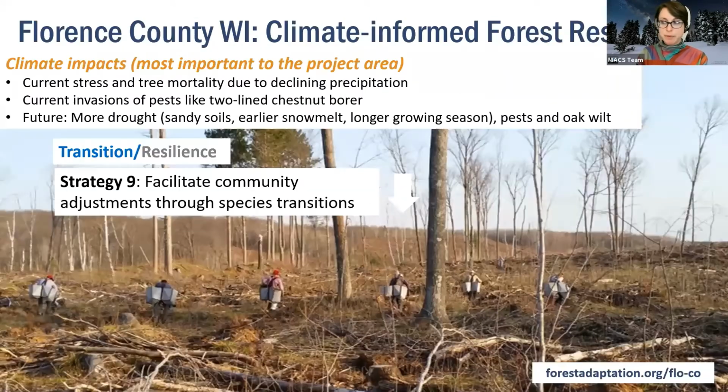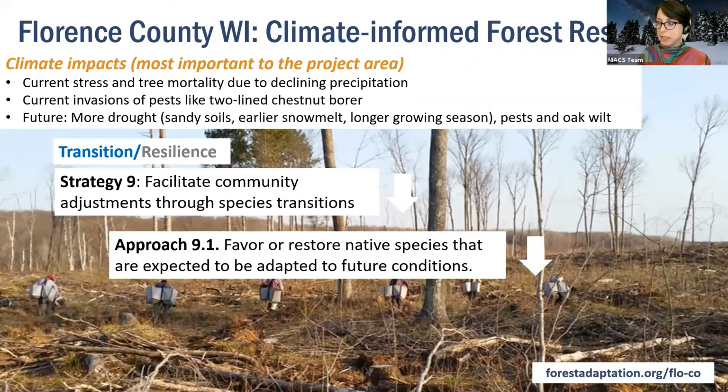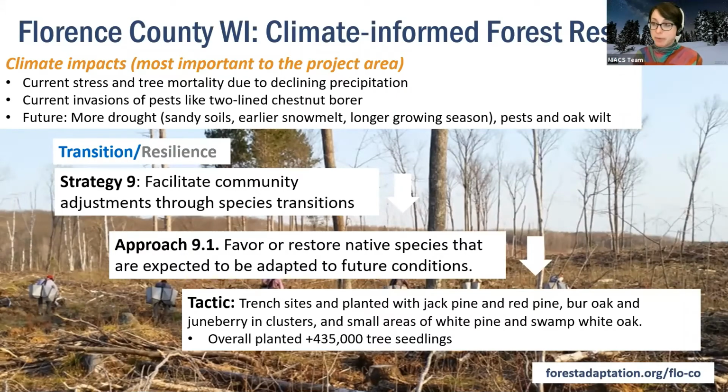So looking at an example, my animation is all messed up here, so I'll just give it to you. An example of somebody who has used the forest menu in their planning. We have plenty, but one that I chose last night was this Florence County, Wisconsin, which is a really interesting project because this is in northern Wisconsin, and they are an example of a group that was experiencing severe mortality and issues related to the currently observed climate. Their forests were just rapidly declining due to drought stress, they have sandy soils, and also invasions of different pests and pathogens like the two-lined chestnut borer.